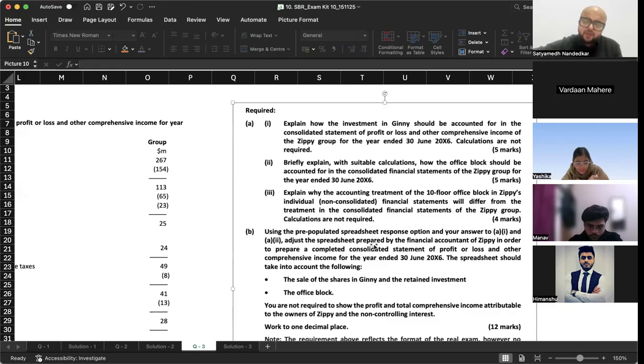Explain why the accounting treatment of the 10-floor office block in Zippy's individual financial statements will differ from the treatment in the consolidated statements of Zippy Group. Calculations are not required.